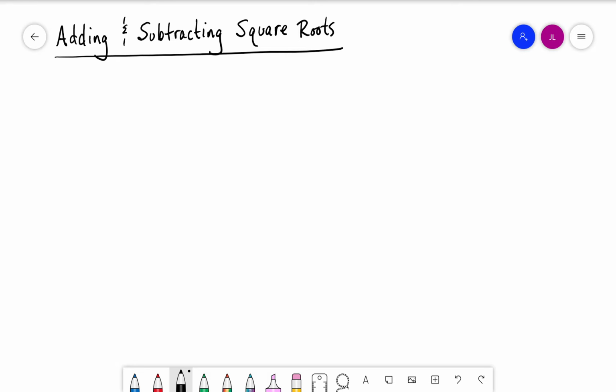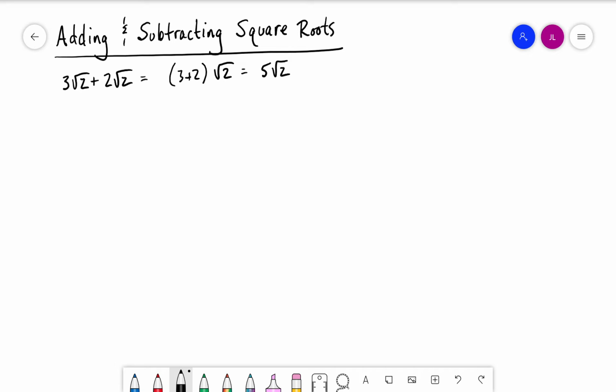So looking at adding and subtracting square roots here. When we're adding and subtracting square roots, we can use the distributive property somewhat with expressions that have radicals. For example, if we have 3 times the square root of 2 plus 2 times the square root of 2, well, we can say this is the same as saying 3 plus 2 times the square root of 2, which would be 5 times the square root of 2.